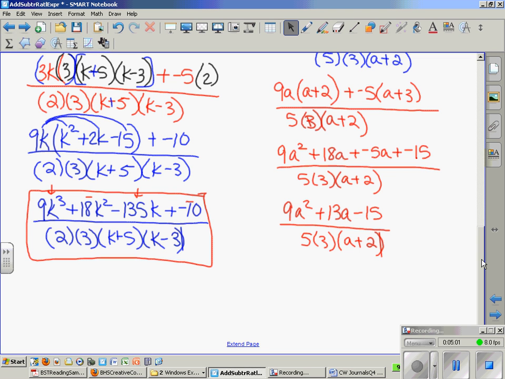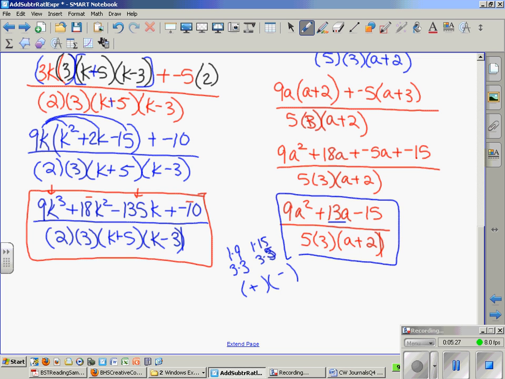Go to the side of your paper and take a look to see, can the factors of 9 combine with the factors of 15 under subtraction to make 13. And when you run through all of your combinations, nothing will produce 13. So this can't be factored. And so this is your final answer.